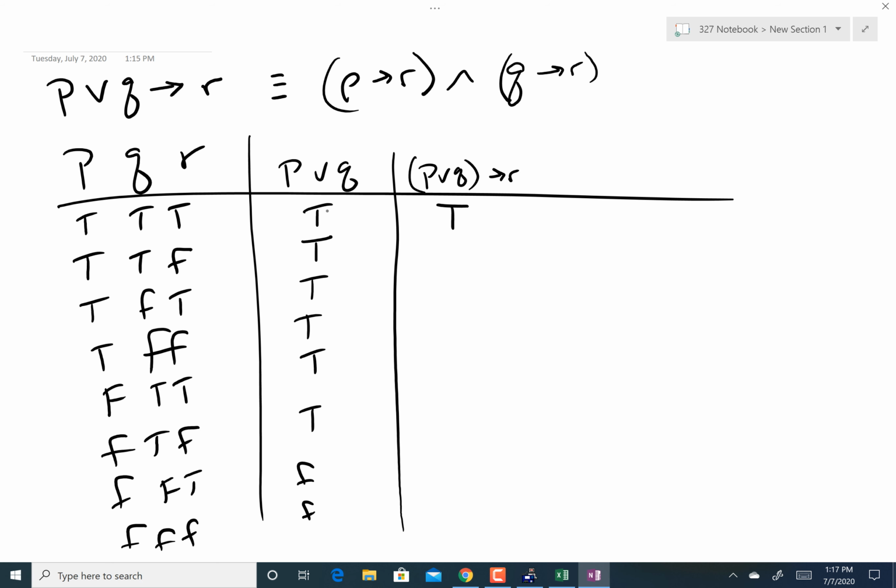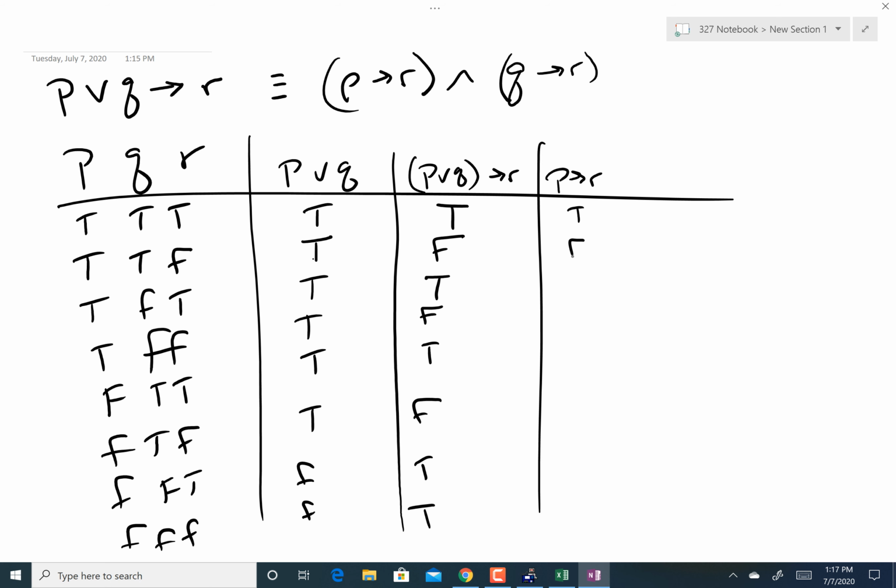So again, the idea is the only time it's false is when this is true and that's false. So false, true, false, true. 1, 2, 3, 4, 5. This one's false, true, true. Okay. Now this one says P then R. All right, let's do P then R first. P then R is true, false, true, false, true, true, true, true.